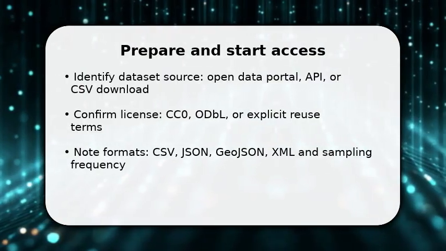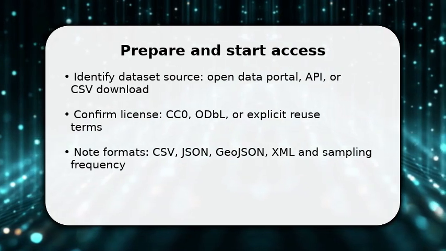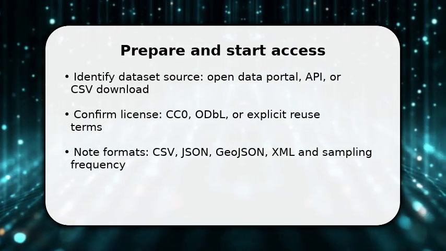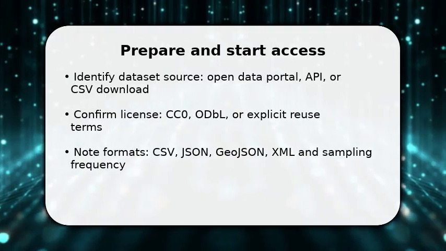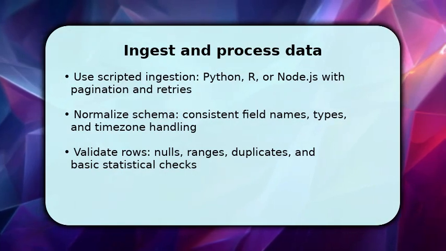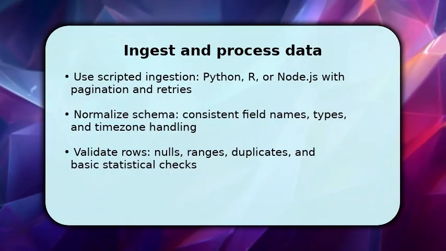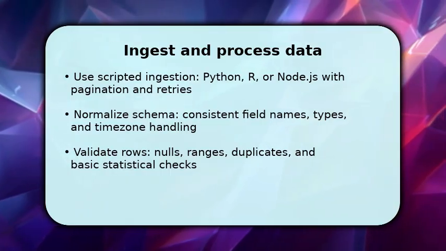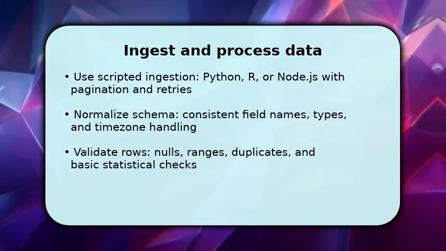Avoid manual copying. Download or query small paged samples to validate access before scaling up. You now ingest samples programmatically and automate normalization so downstream tools can rely on consistent fields. Start with a small pipeline.